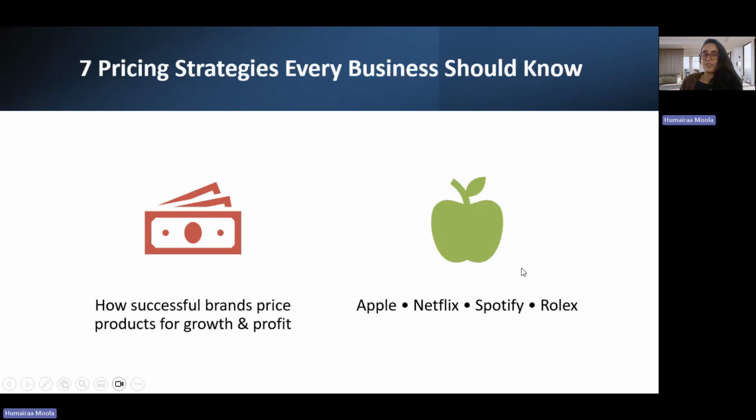Have you ever wondered why some brands charge premium prices, but others seem unbelievably cheap or affordable? Why does Apple cost more than Samsung in some cases? Why does Netflix charge monthly instead of once-off fees? And why is Spotify free, but at the same time also not free? Now, this all comes down to pricing strategies.